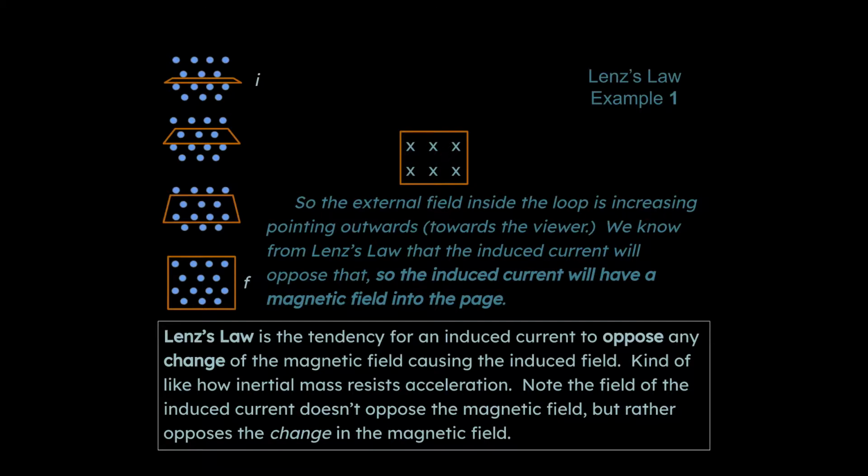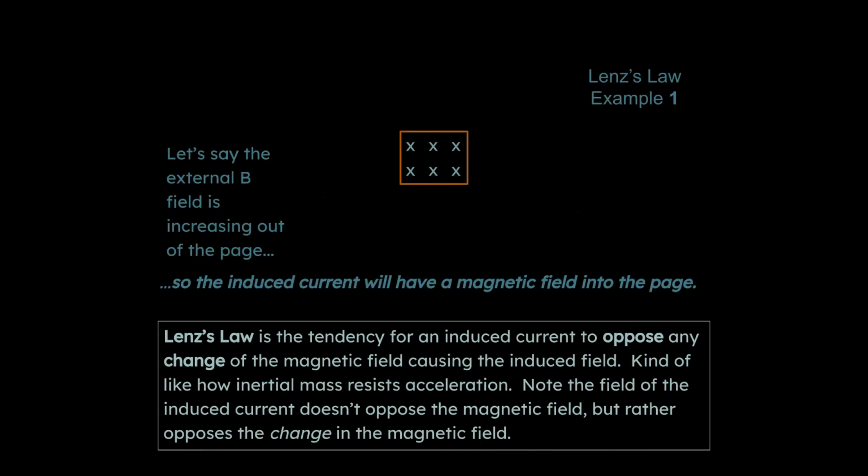So then the question becomes, well, what direction is the current going to flow such that there is an induced magnetic field now going into the page or into the screen? And this is where our understanding of the right-hand rule of magnetic fields comes into play. So let's think through how this works.